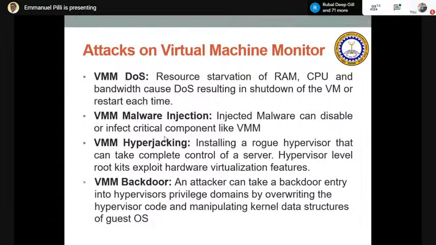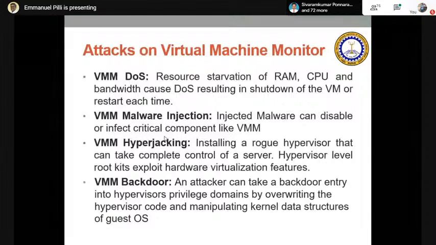But one surprising attack that you see is called hyperjacking. What is hyperjacking? You know what is hijacking, but here it is hyperjacking. Hijacking attacks, hijacking of sequence numbers. There is a hijacking attack, but here it is hyperjacking. What you are doing is hijacking the hypervisor, right? So what you do is you install a rogue hypervisor that can keep control of the complete server. A hypervisor is running on the server, but software has got installed on that hypervisor, and it now acts as the hypervisor. So a rogue hypervisor is installed, and now it takes control of that server and becomes the hypervisor. So the hypervisor level rootkits exploit hardware and virtualization features.